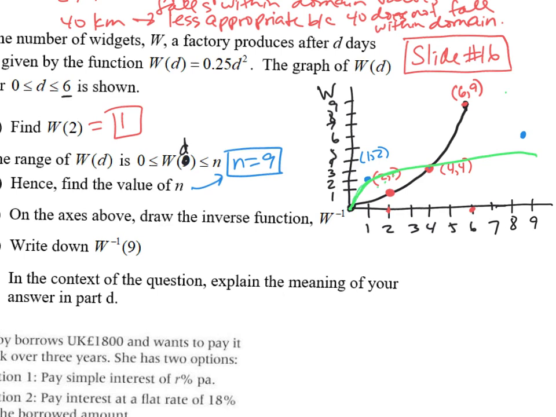So it should end up 9.6. I'm just going to cheat a little bit and move 9.6 right there. Okay, this is hard to draw by hand. This would be the point 9, comma 6.